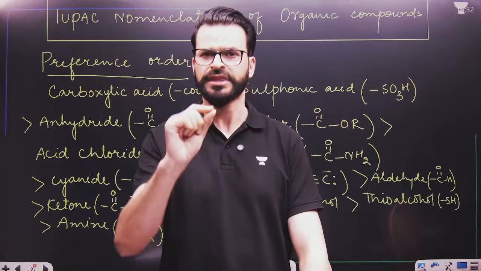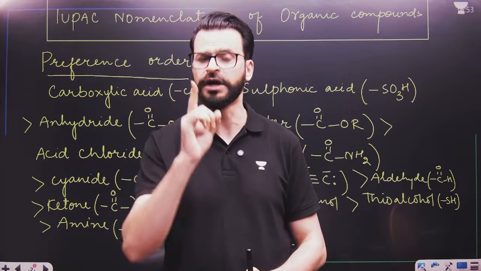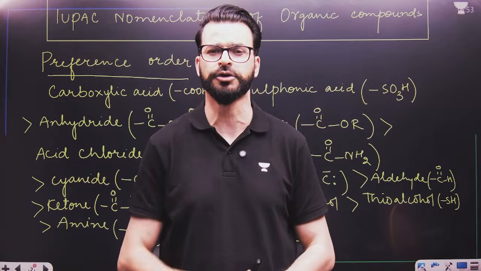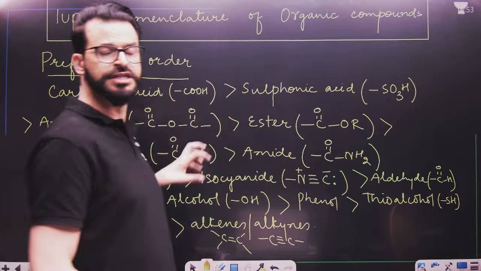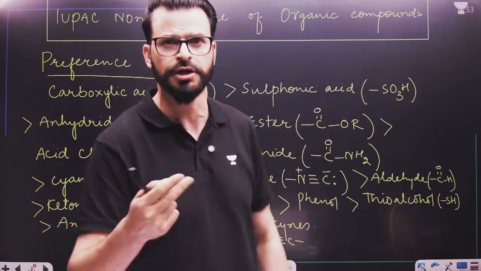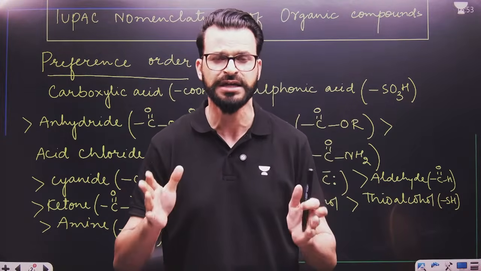That means if an organic compound has more than one functional group, then only one functional group will act as the principal functional group, and that will be the one which comes first in this preference order, and the other functional groups will act as substituents at that time.